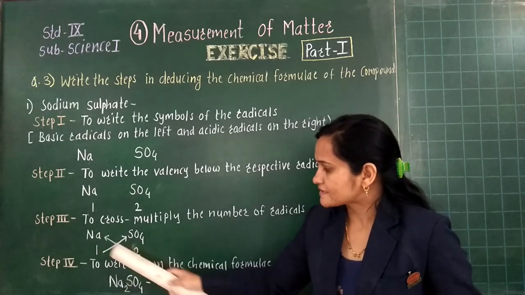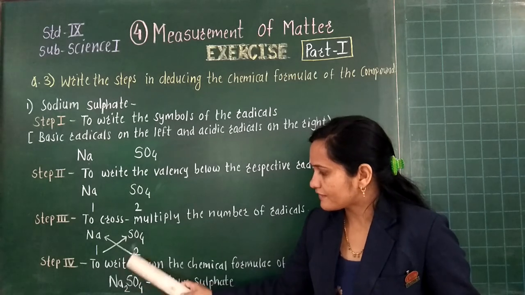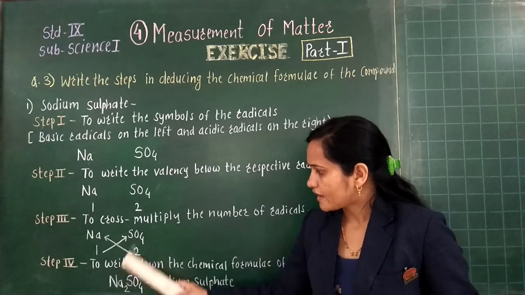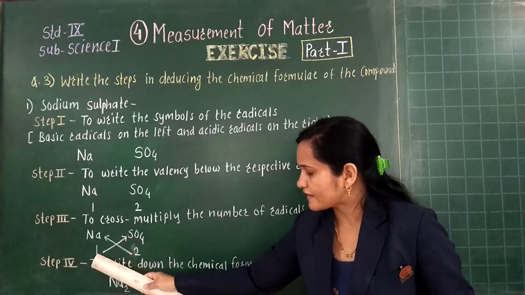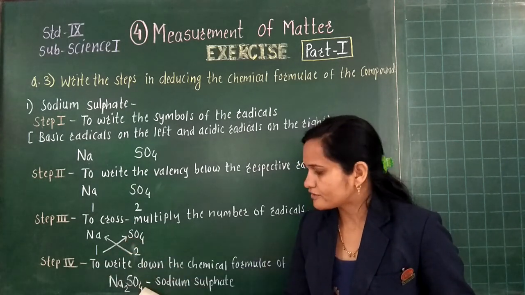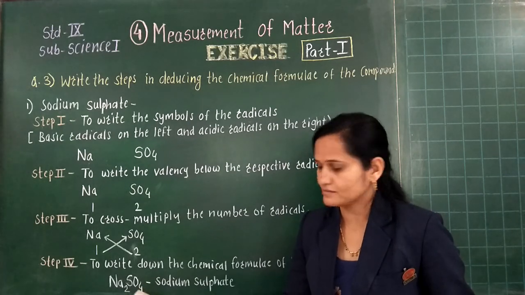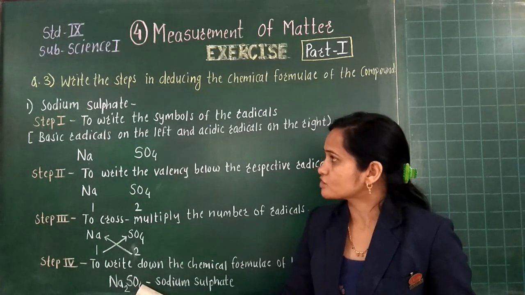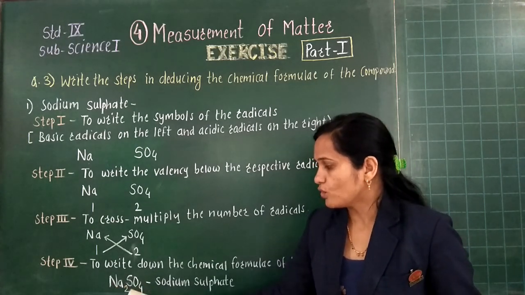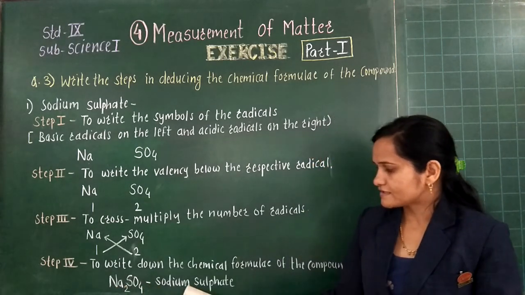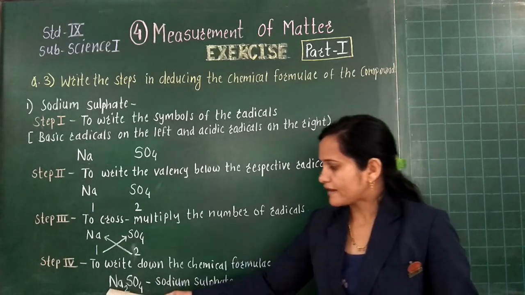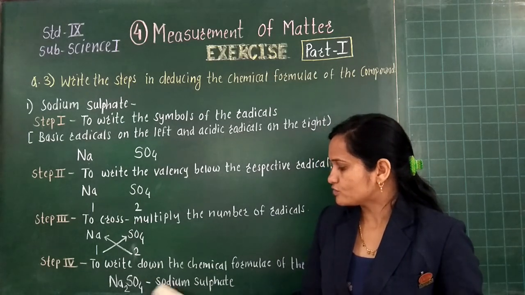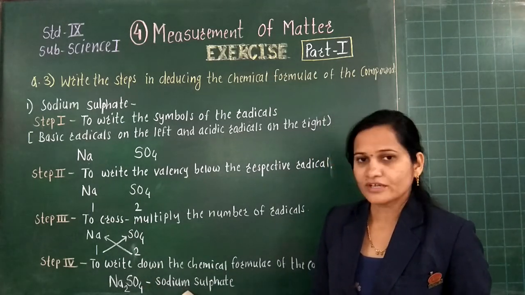Now Na takes the valency of SO4. The valency for SO4 is 2, written here. So Na 2, and SO4 takes the valency of Na, which is 1, so no need to write the valency in the SO4. So what is the chemical formula for sodium sulfate? Na2SO4. It is sodium sulfate.